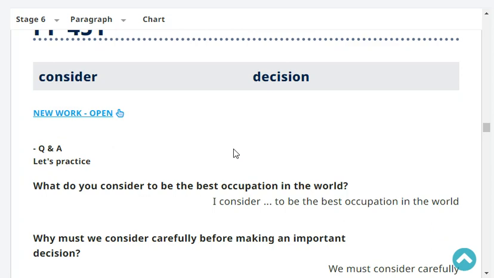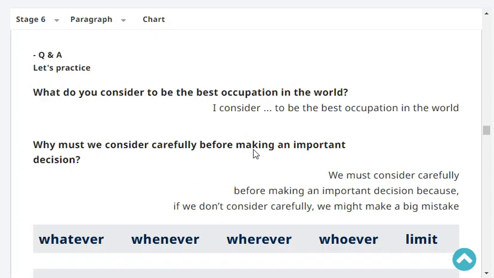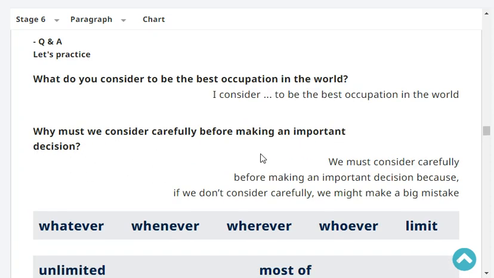What do you consider to be the best occupation in the world? I consider my occupation to be the best occupation in the world. Very good. Why must we consider carefully before making an important decision?